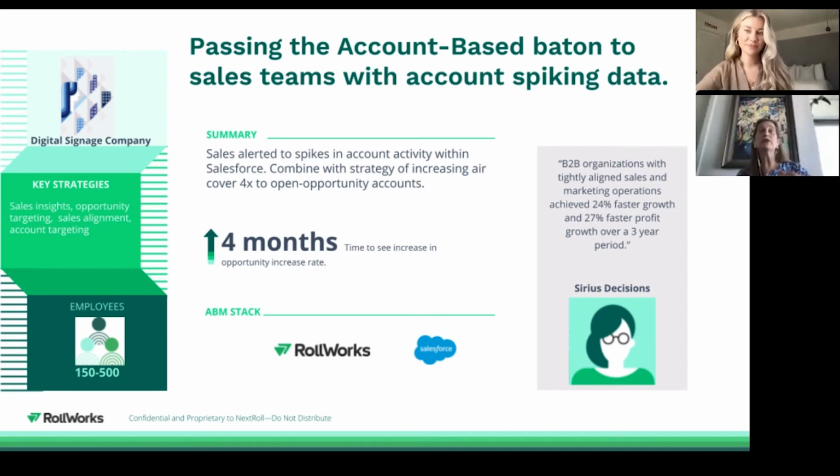Now, in this specific case, when that's happening and those accounts have hit the open opportunity stage, this company is quadrupling the amount of air cover these accounts are seeing to, again, increase probability of close and bring down the time to close. And they were able to get all of this up and running in about 4 months' time. And I've got some stats here from Serious Decisions on sales and marketing alignment and its importance.